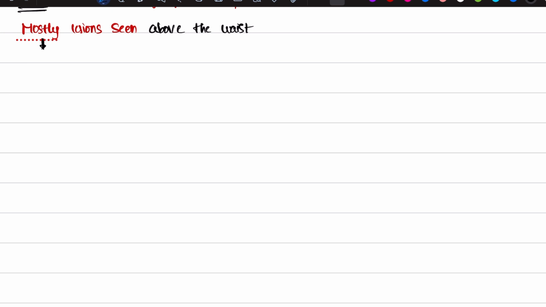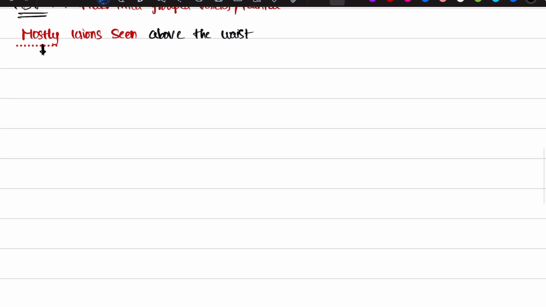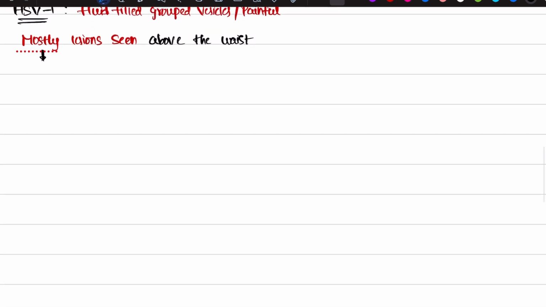So these are known as herpes labialis. Labialis means lips. That's why the name herpes labialis. So please try to pronounce with me, herpes labialis. I am going to write the same thing. This is the most common lesion caused by HSV type 1. So herpes labialis is the most common lesion.